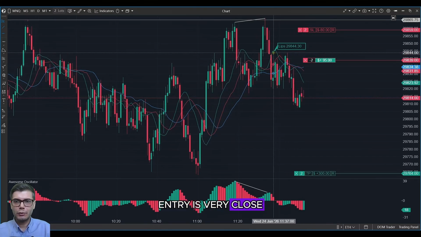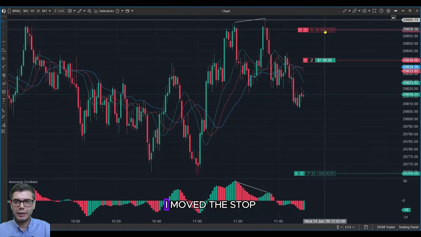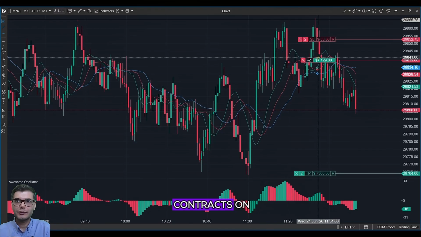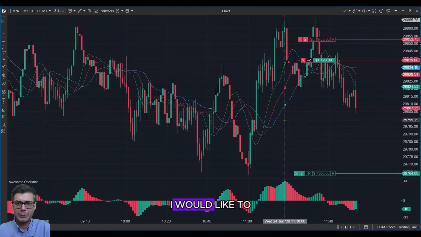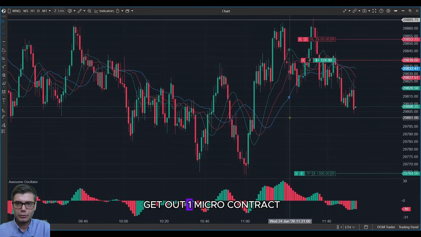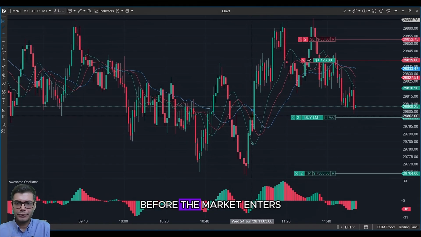Entry is very close to the green line. I moved the stop slightly higher. I have 2 micro contracts on. And look, we have one bearish candle in here. I would like to get out 1 micro contract before the market enters this bearish candle.